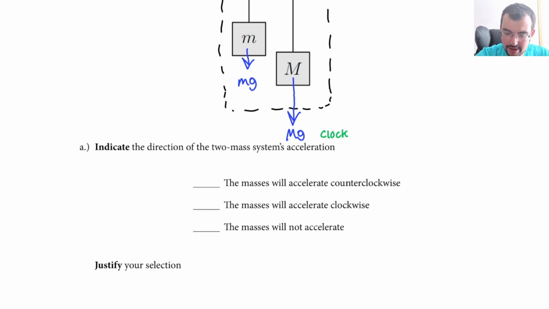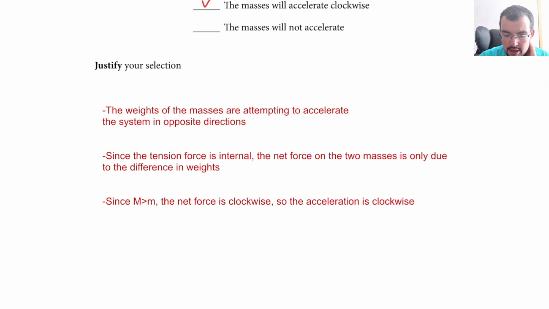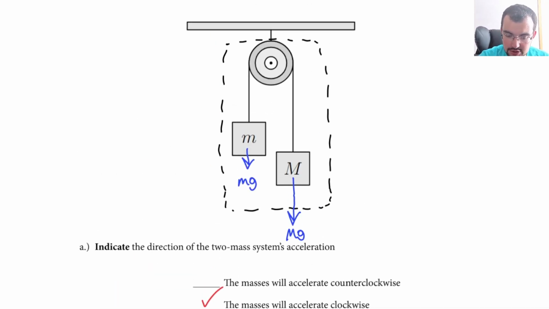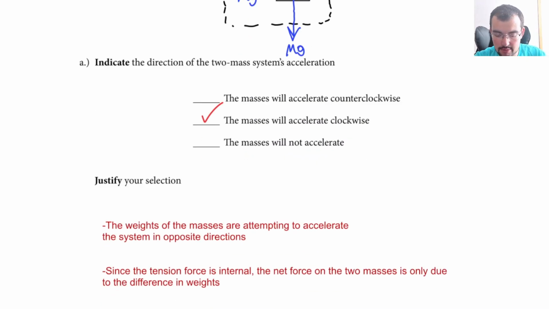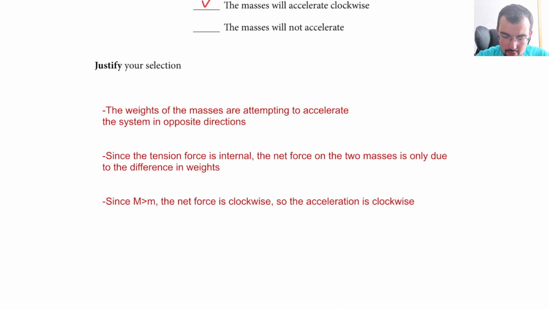So we said that they're trying to accelerate in opposite directions here. And since the tension force is internal, it's really just looking at the weight differences. Like there's a tension here, but there's also a tension here, so that cancels. And the net force is therefore from the big M, so we go clockwise.